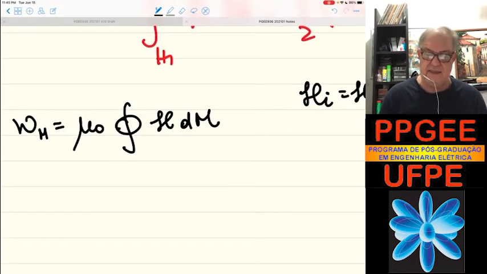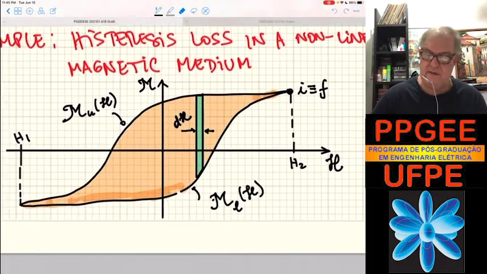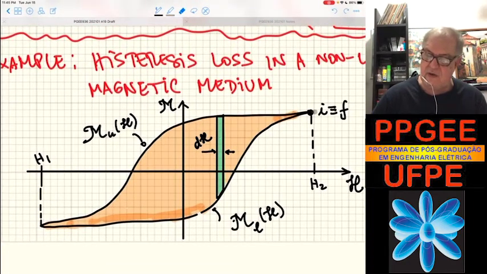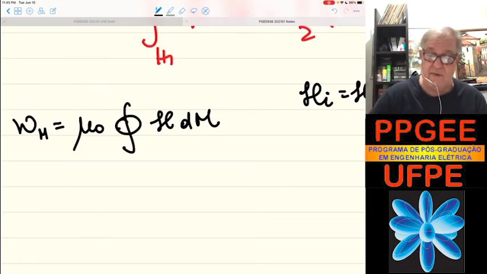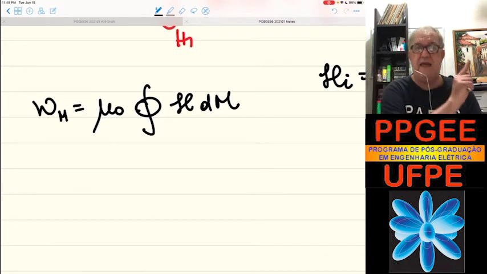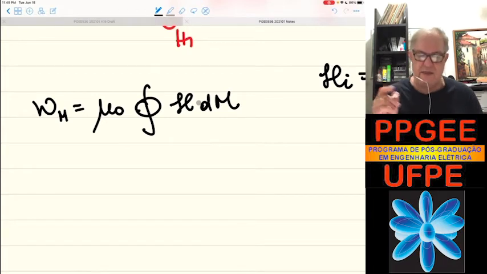So what is this? Let's look at the loop here. Let's make the closed integral. We're going to go from H2 to H1 through the upper curve, which we called M of H, that function here. So we're going to have a first integral, from H2 to H1. Let's change the variable here first, right? Because I'm changing H, I'm not changing M. So let's express this in terms of H.